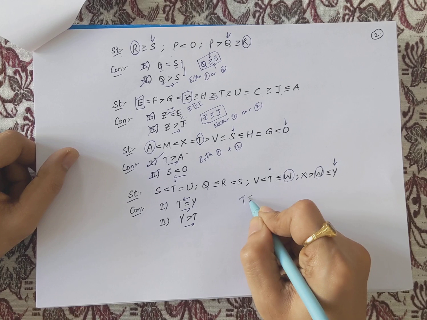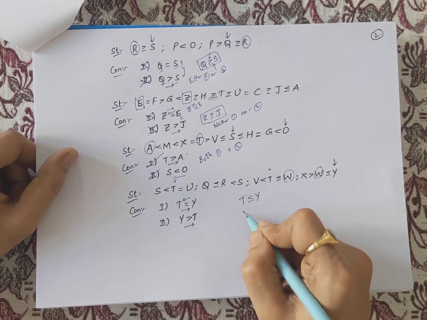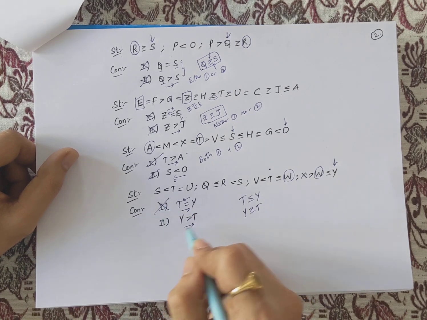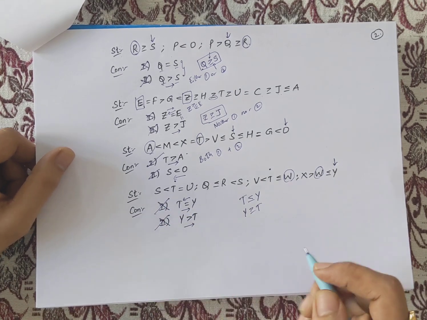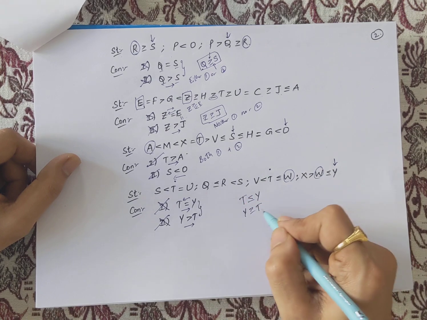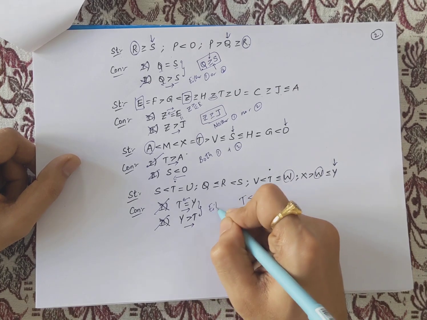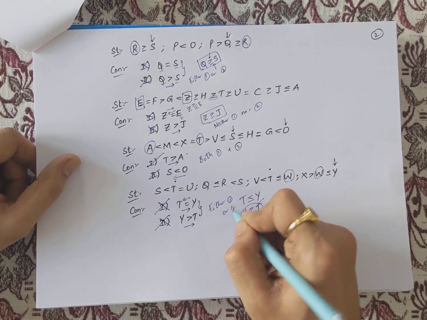Okay, so we get the relation: T is less than or equal to Y, or Y is greater than or equal to T. Y is equal to T, individually it is wrong. Y is greater than T, individually it is wrong. So when we combine these both, we are getting this relation and none are repeating. Hence the answer is either 1 or 2 follows.